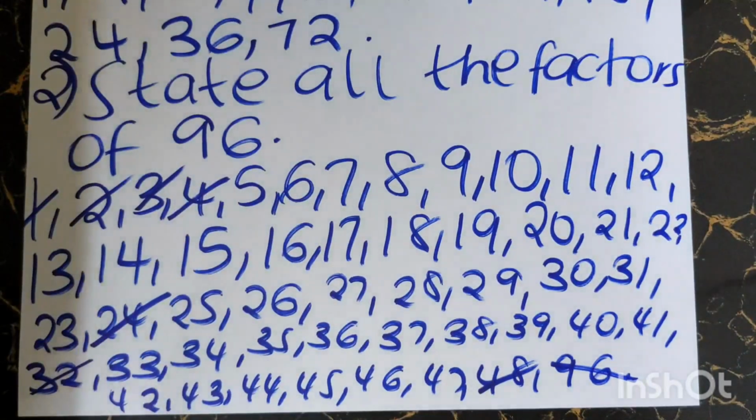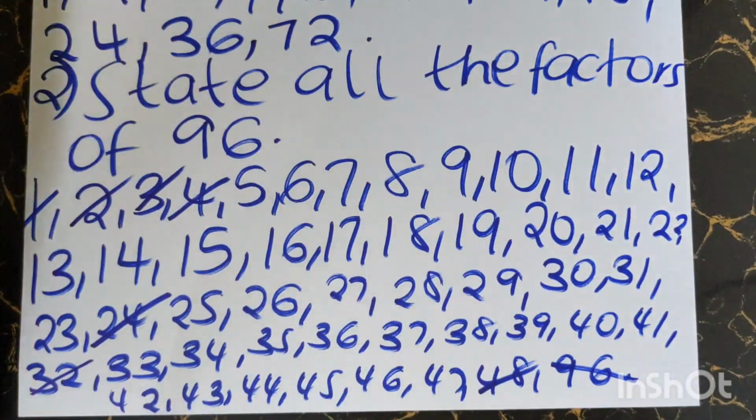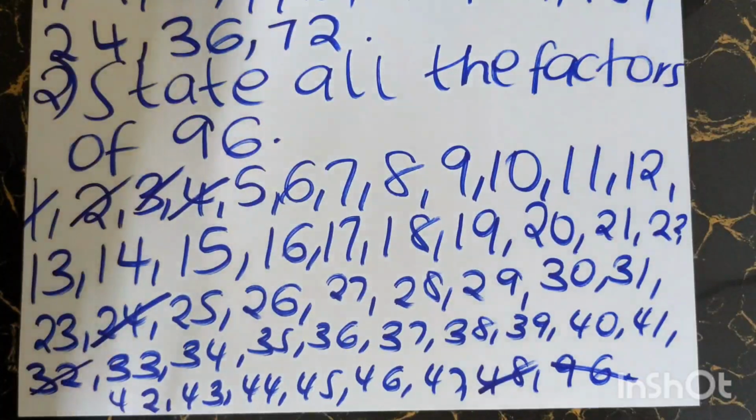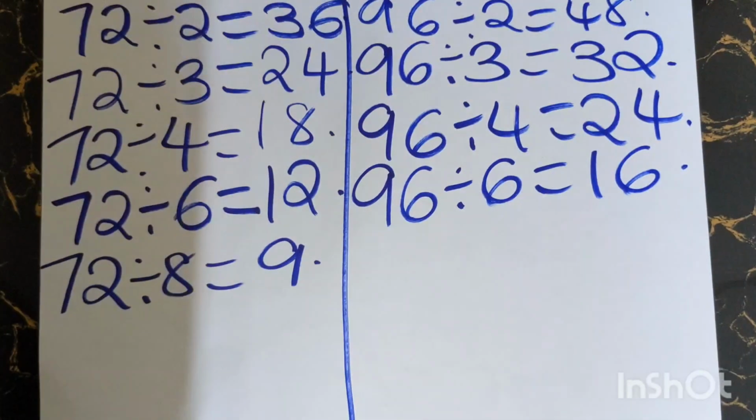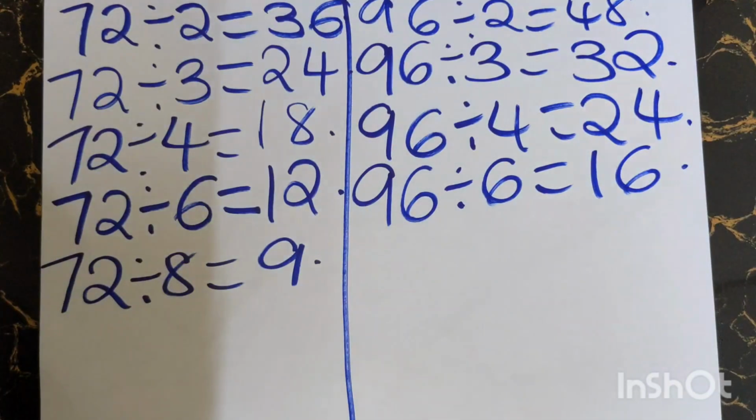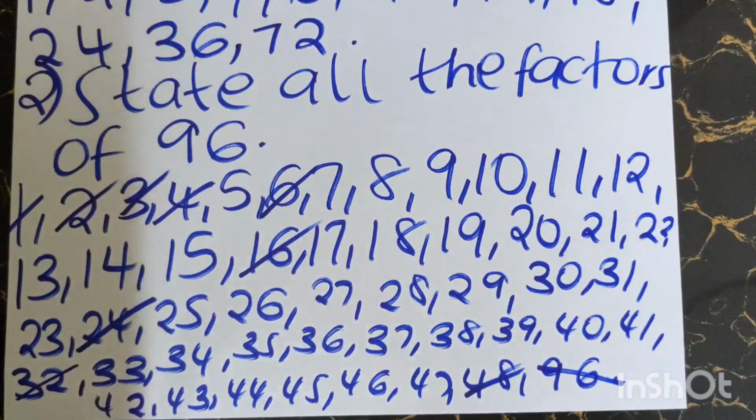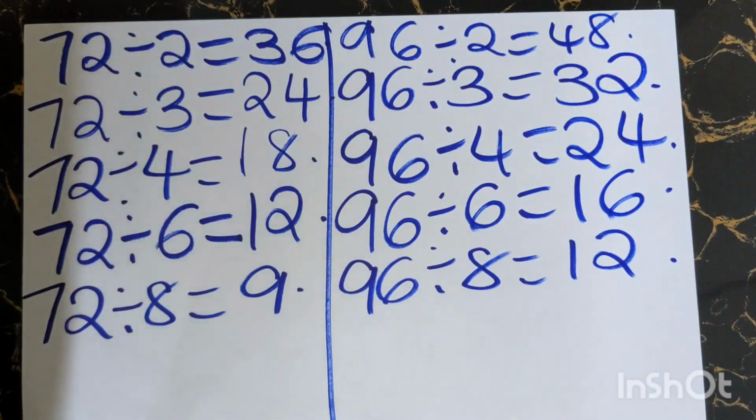Is it divisible by 5? No, it's not. Is it divisible by 6? Yes. And 96 divided by 6 is 16. So 6 and 16 are both factors of 96. Is 96 divisible by 7? No, it's not. Is it divisible by 8? Yes, it is. And 96 divided by 8 is 12. 8 and 12 are both factors of 96.